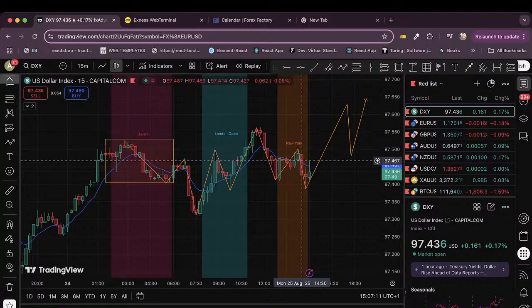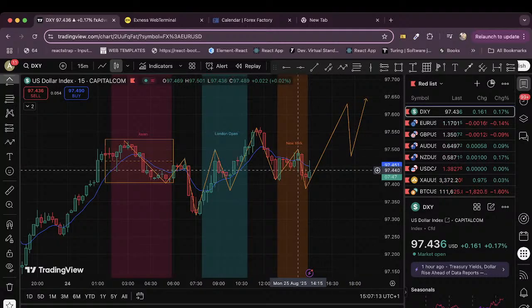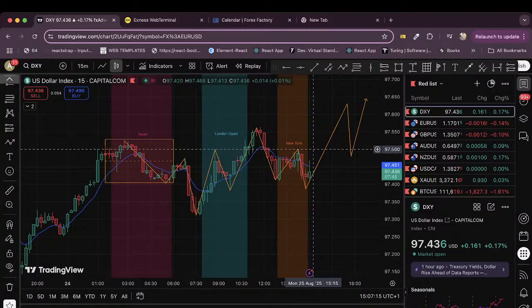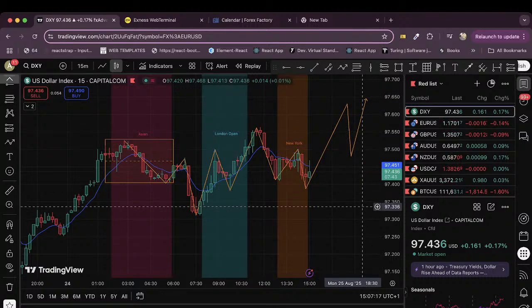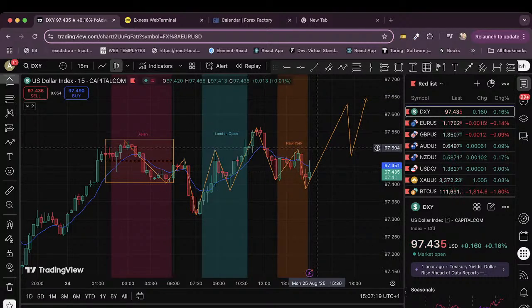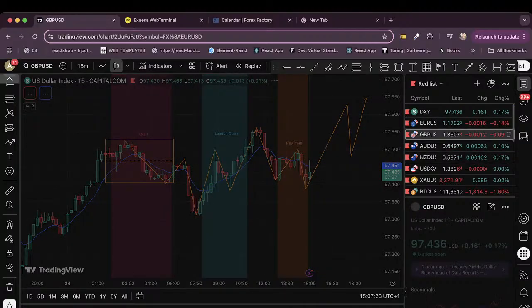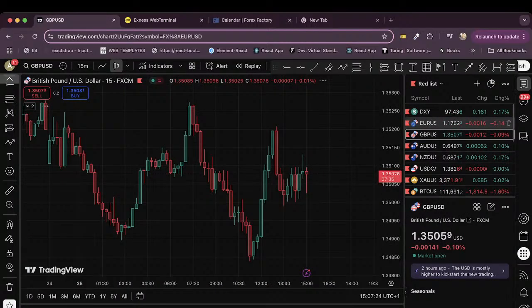So this is what we want DXY to do. We want DXY to start breaking out of those highs. Okay, that's what we want DXY to do. But if DXY keeps on going down, that's not good for us who want to sell the major pairs.